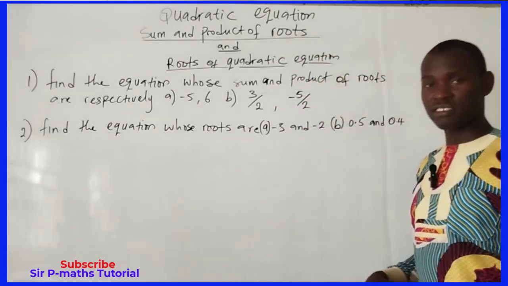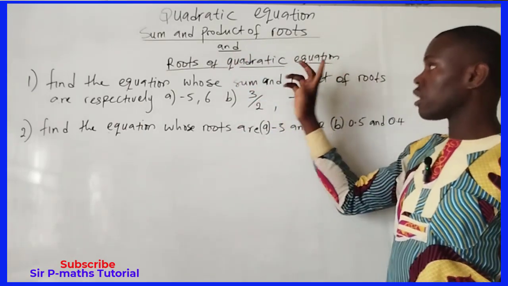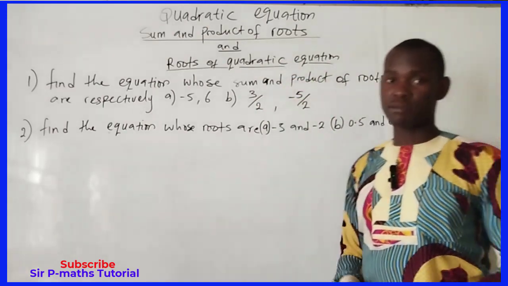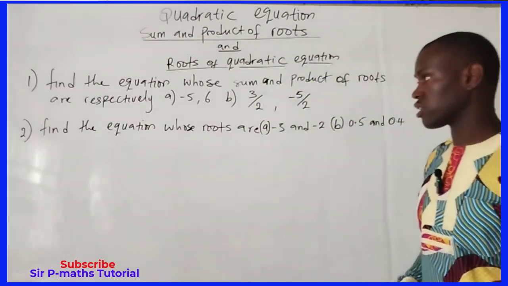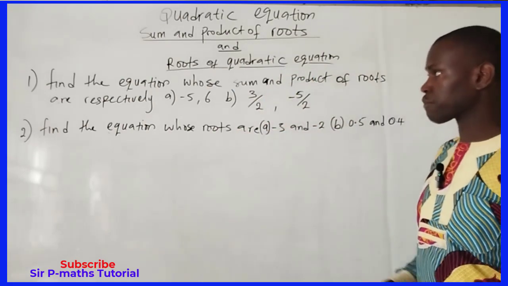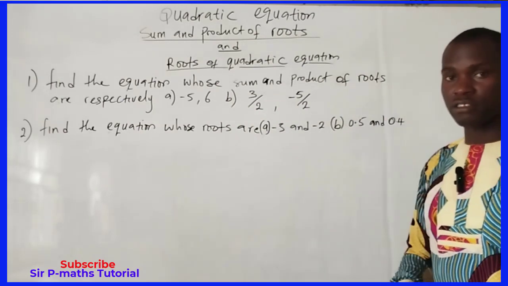We want to continue our lessons on quadratic equations, but today we are considering the sum and product of roots and then the roots of a quadratic equation. These are two different things, but most times they confuse students, all right? So I will tell you the difference between the both of them and how to approach it. We have a question on the board to demystify it, all right?